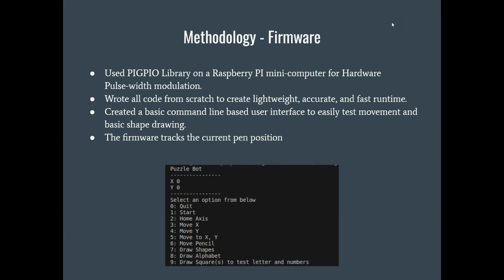I created a basic command line interface as shown here to allow us to test all the different parts of the robot very quickly and to test each part's functionality to ensure it is correct before moving on to more complex pieces like drawing the different shapes or drawing the alphabet. I also use the firmware to track the current position of the pen as shown up here to know where the pen's location is at all times, which I will talk about in detail in a minute.